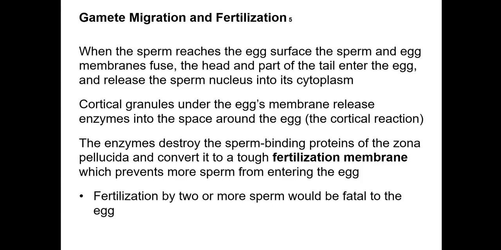Now, once one sperm cell enters the egg cell, the egg will prevent any other sperm cells from being able to enter, to avoid having too much DNA in that developing zygote. So if fertilization by more than one sperm happened, this would be fatal to the egg, and it would not be able to develop into a fetus.